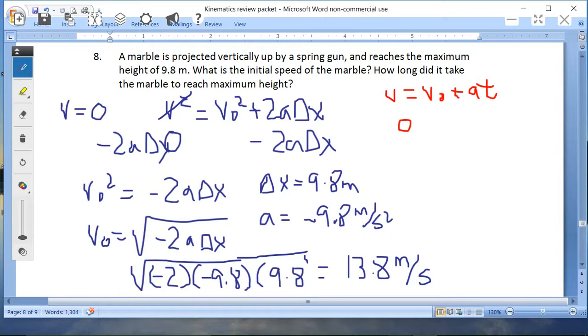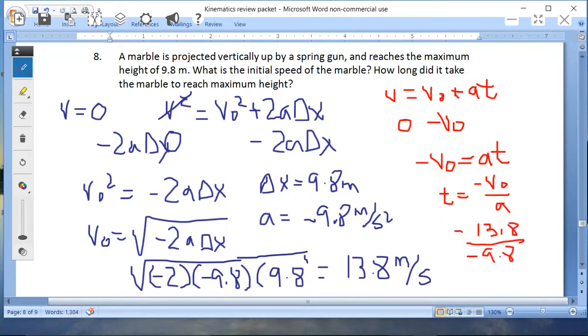This expression simply becomes, I can subtract V0 from both sides, and so I get negative V0 is equal to A times T. Solving for T, T is equal to negative V0 divided by A. Recall that A is negative 9.8, so this becomes negative 13.8 divided by negative 9.8, which gives me a time equal to 1.4 seconds.